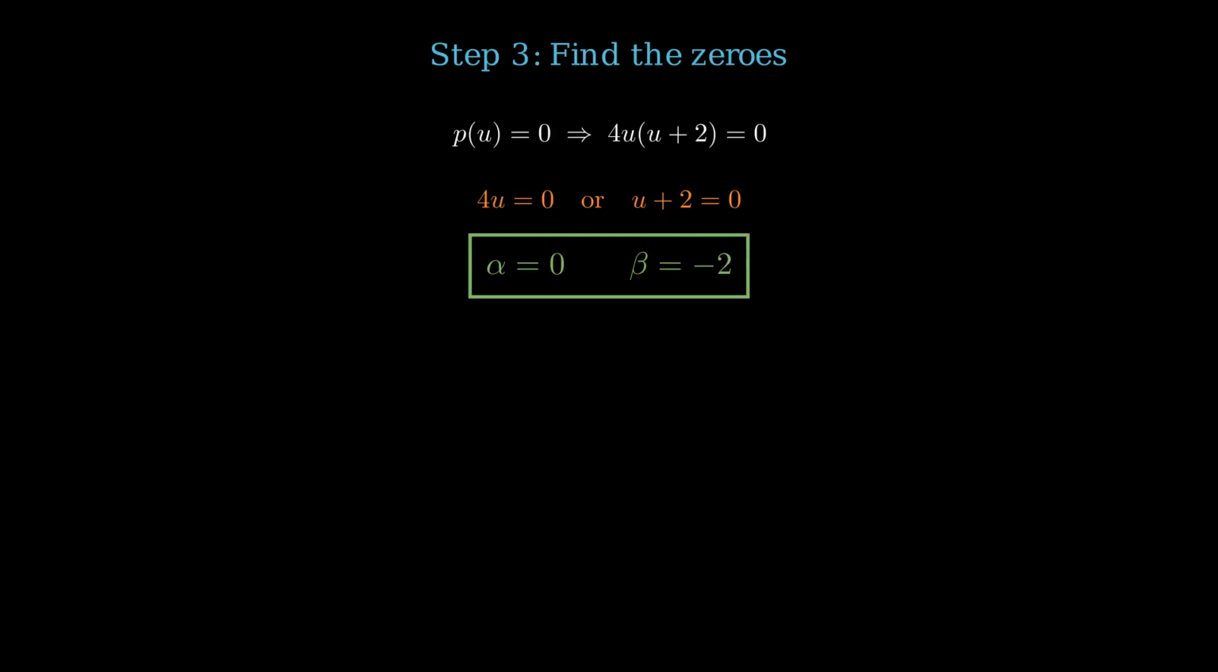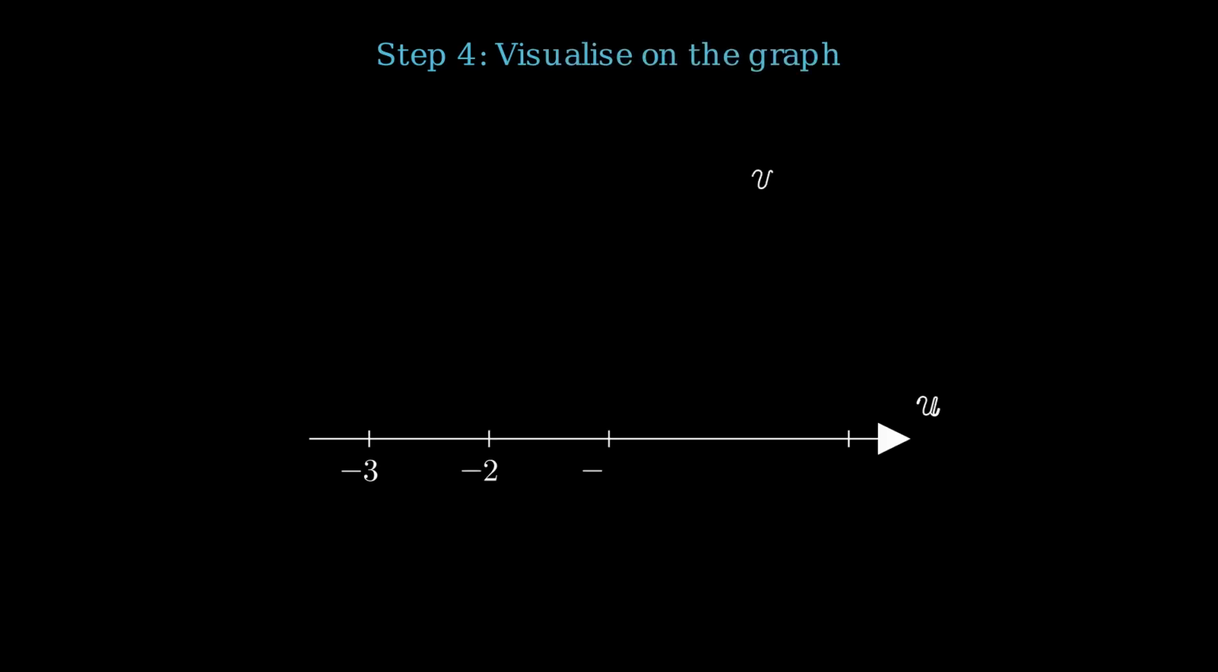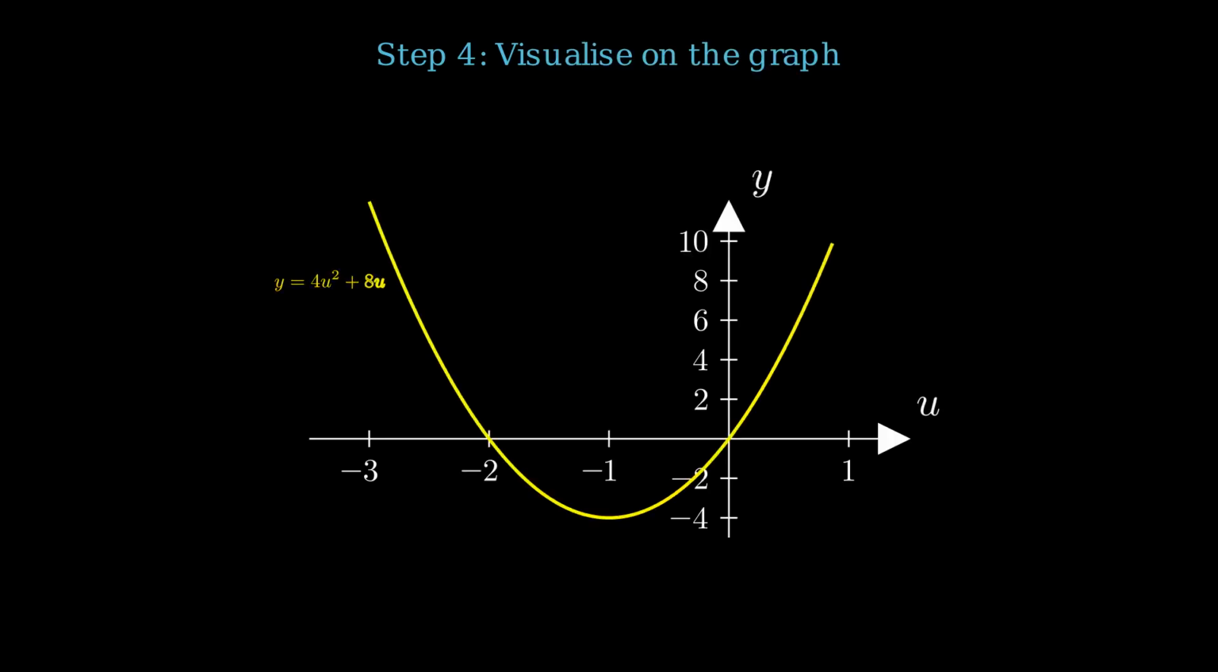The parabola y equals 4u squared plus 8u opens upward and passes through the u-axis at 2 points, at u equals 0, which is the origin, and at u equals negative 2. Both zeros are visible and the vertex of the parabola sits between these 2 points.